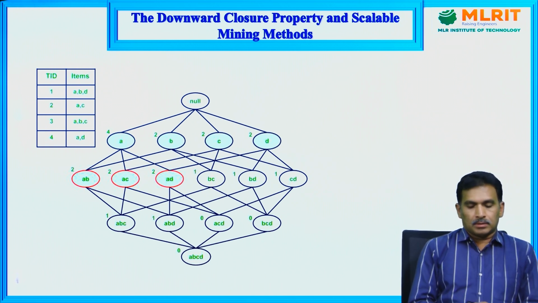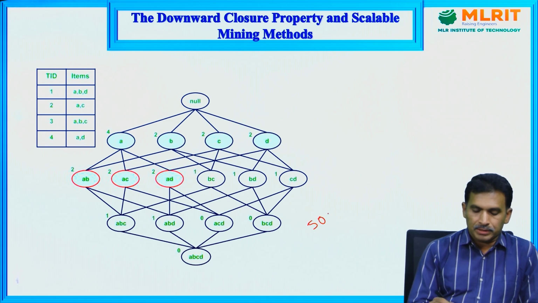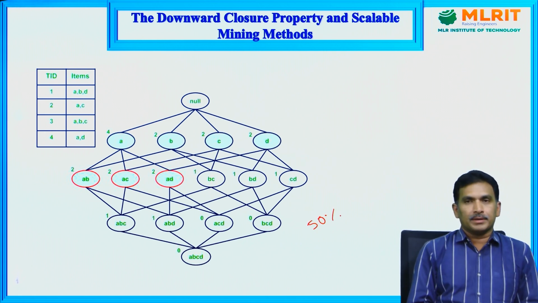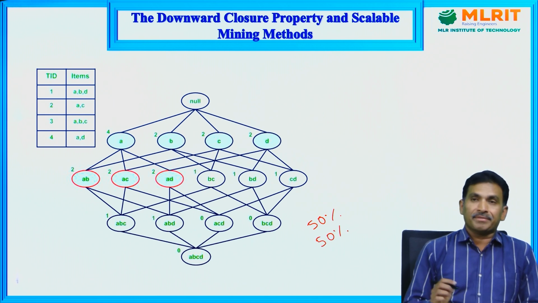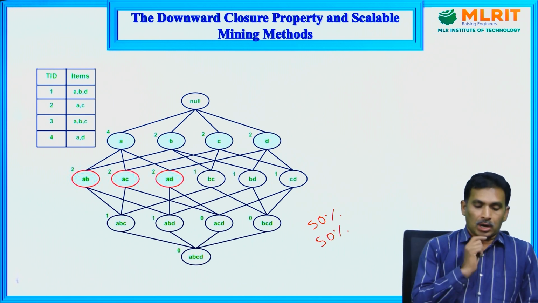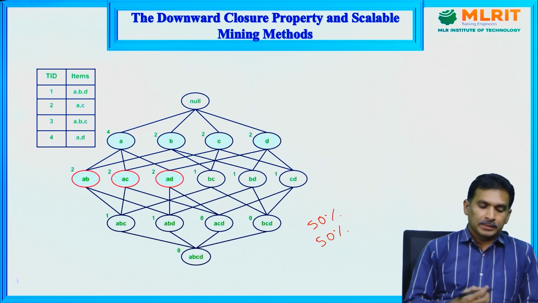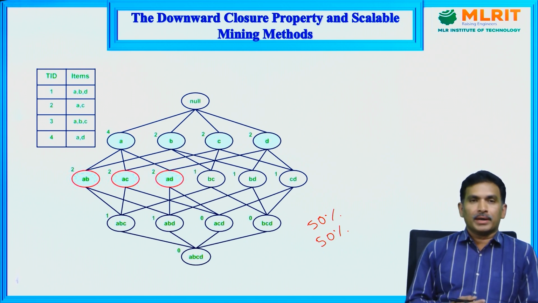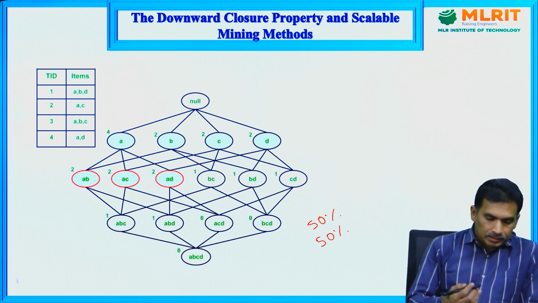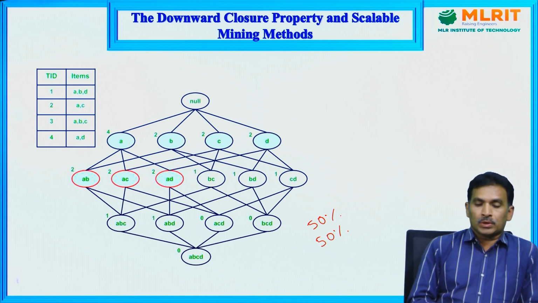But among those, suppose let us say only 50% of item sets are frequent. That means we would be wasting our time processing the remaining 50% of the item sets. So how to reduce this? How to reduce the search space? That means if an item set is not a frequent item set, then we have to avoid scanning of that. So how could we avoid it? That is with the help of the downward closure property.